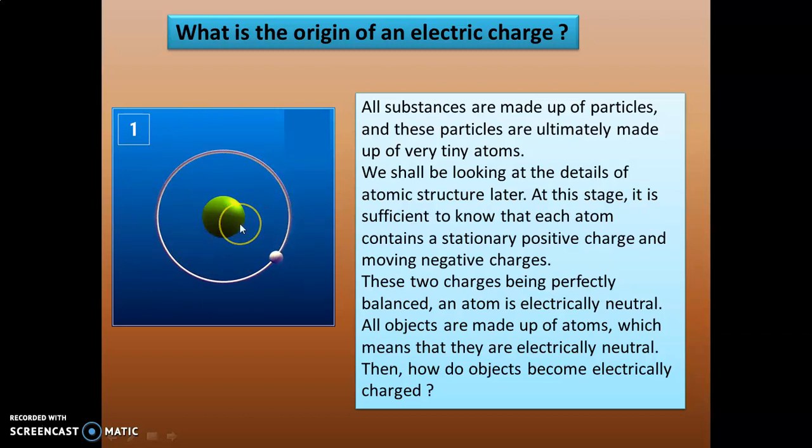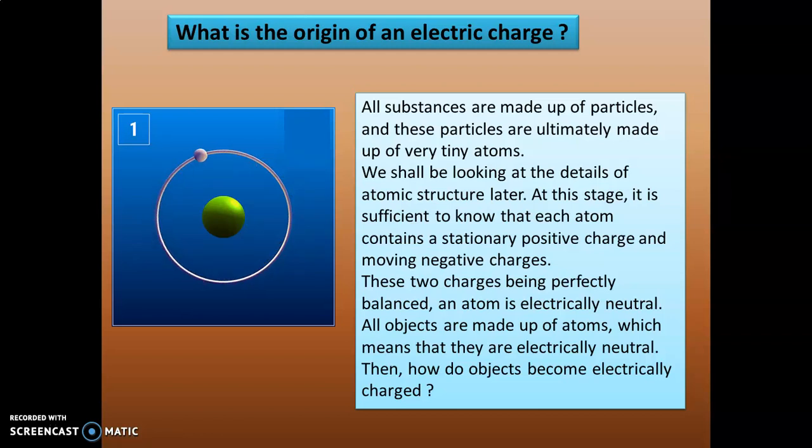This will remind you of the solar system. The sun is in the center and the planets are moving around the sun. In a similar way, we have a positive charge that is stationary in the center and a negative charge that is moving around. These two charges are perfectly balanced, so the atom is electrically neutral. One positive charge, one negative charge, so it is balanced. All objects are made up of atoms, which means that they are electrically neutral.